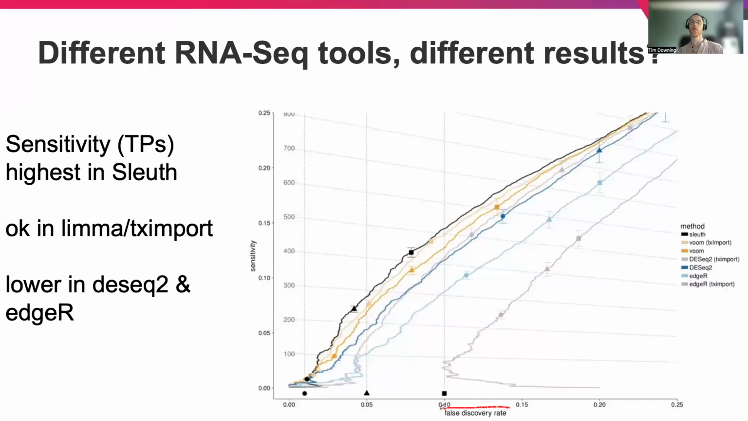What we see in this graph is a plot of the false discovery rate versus the sensitivity. And when we increase our false discovery rate, we expect also to get more true positives, and sort of a balance in terms of a positive predictive value between these two. What you see is that Sleuth has relatively higher sensitivity than the other tools. So you see voom or limma there is just below, and then you see DESeq2 and edgeR are a bit lower. So that's also something to note.